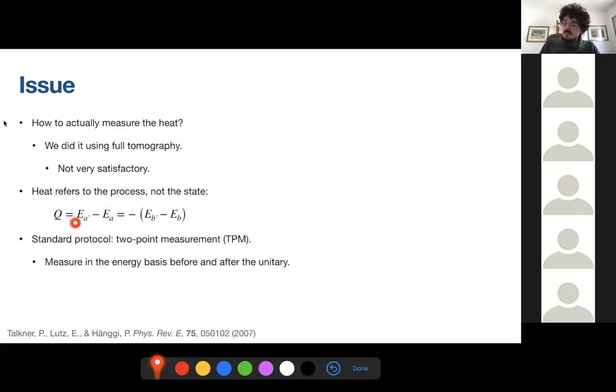And the standard way which would be used to measure this is to do what's called the two-point measurement protocol. So the idea is very simple. We first measure A and B in their eigenbasis. So we start with here A.